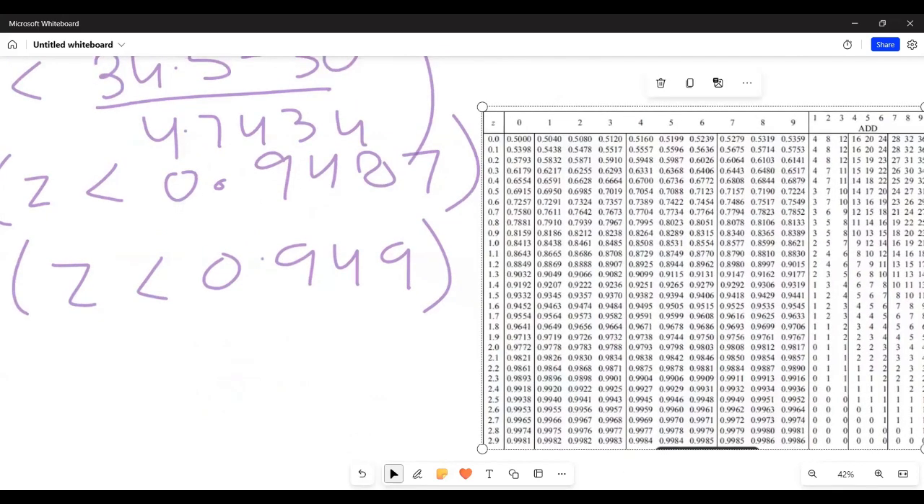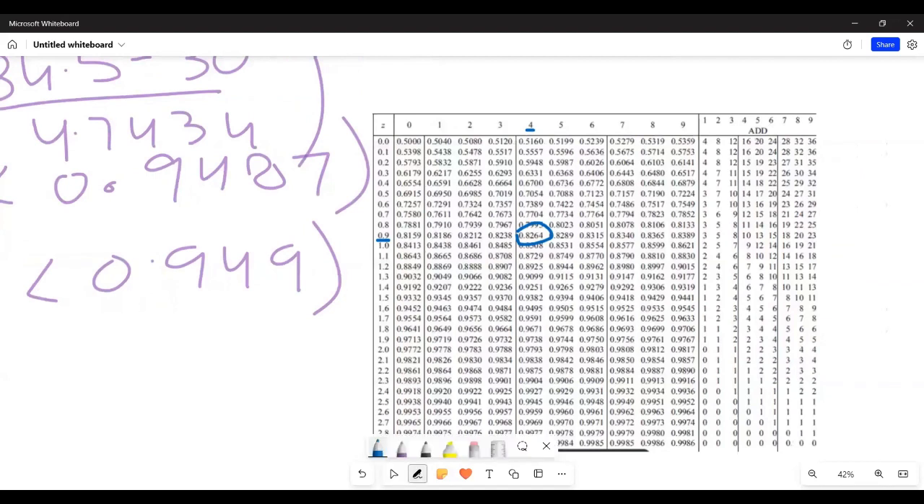So 0.9 at the left here, 4 here. So this, and add what is underneath 9, which is 23. So 0.8264, 23, and with the last 2 digits, 0.8287.